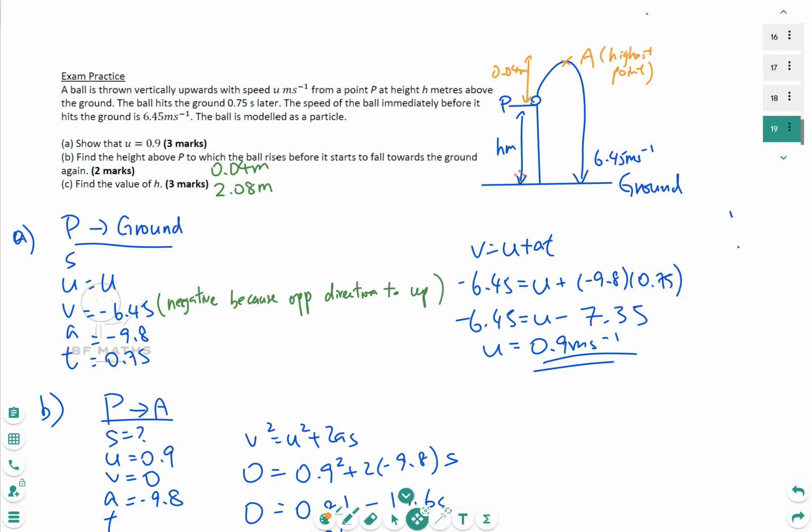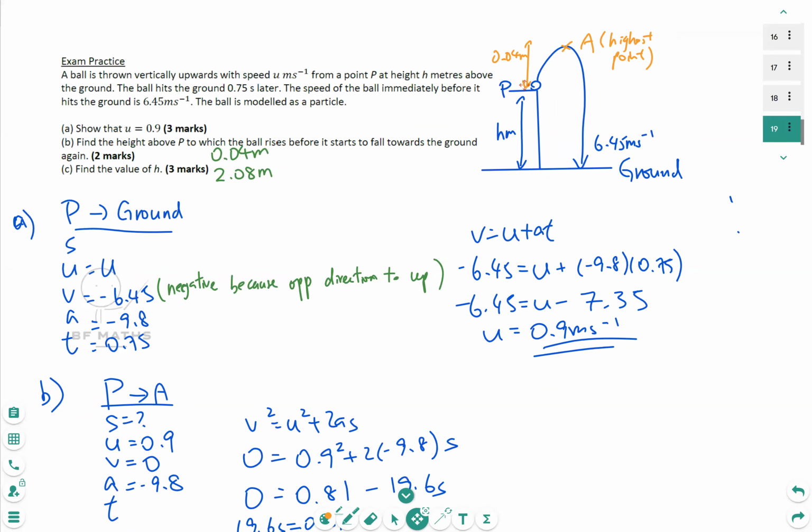Part C, find the value of h. What's h? H is this length in here, this height in here. So how can we find h? Well, there are two ways you can do this.